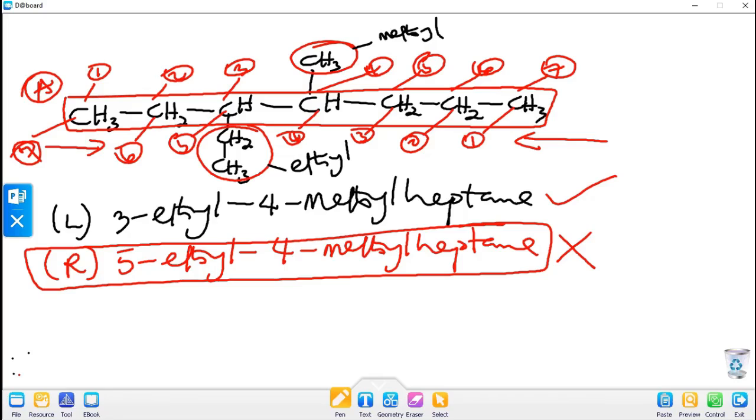So this is how numbering of the parent chain is done. Ethyl must be given the lowest possible number. Even though ethyl is bigger than methyl as a side chain, for that reason it should be given a low number. So this is the first example. Let us take a look at the next example.